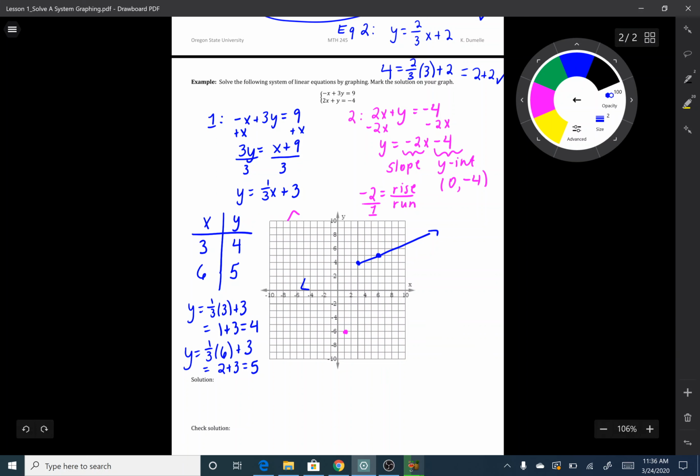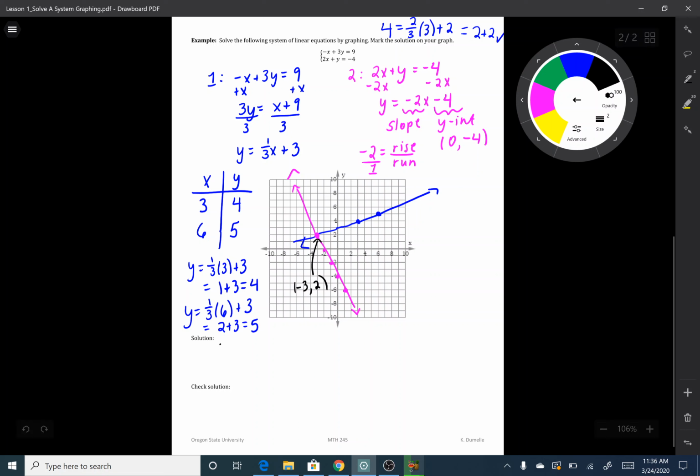I'm going to go over 3, down 1, over 3, down 1, over 3, down 1. And then over on this pink one, I'm going to go up 2 over 1, up 2 over 1, up 2 over 1, up 2 over 1. Sometimes we have to be a little bit more exact. But now I can see pretty clearly that my solution is at this point right here, which is the point -3, 2. So this tells me that my solution is -3, 2.